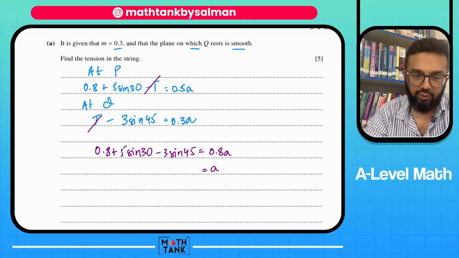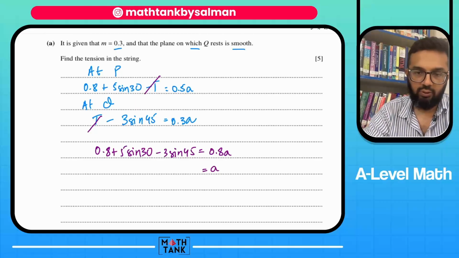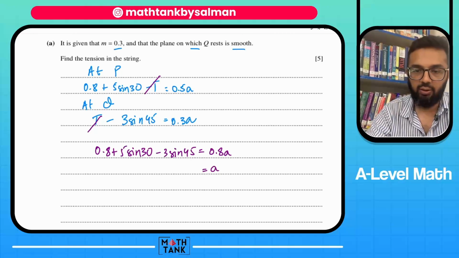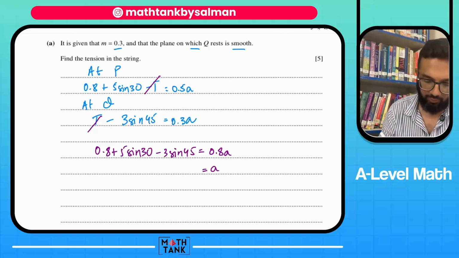My angle is in radians, change it. 0.8 × 5 sin 30 minus 3 sin 45. So I and divided by 0.8. So I am getting 1.473. Since this is not my final answer, I'm going to plug it in.